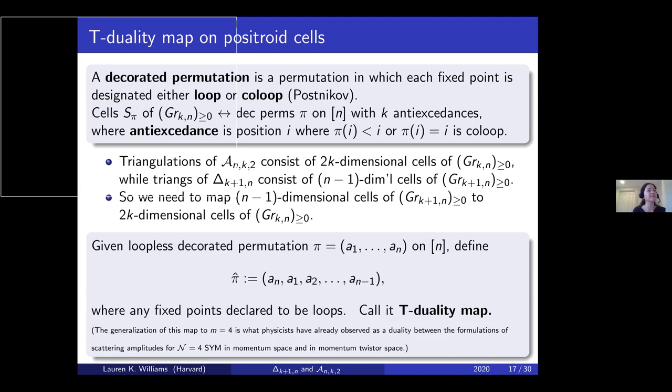And I should say that the generalization of this map to m equals 4 already appeared in earlier works and was observed as a duality between formulations of scattering amplitudes for n equals 4 in momentum space and in momentum twistor space. So this is kind of an m equals 2 version of that map.